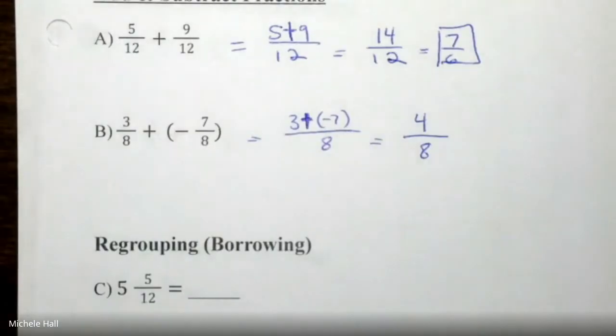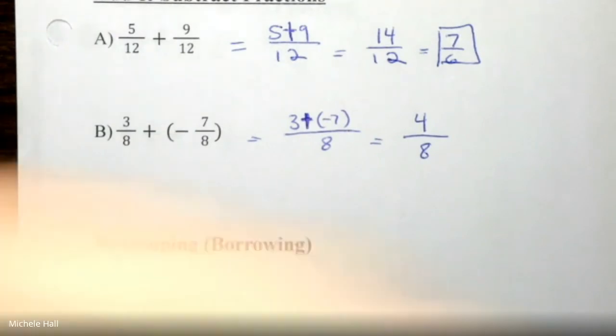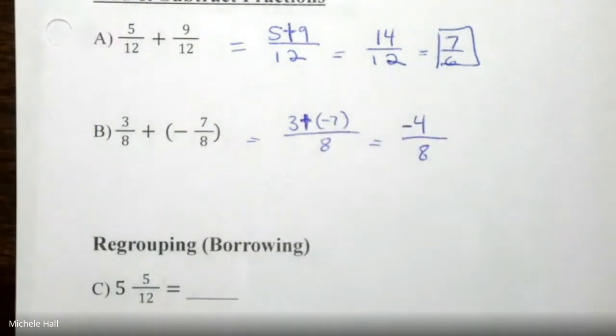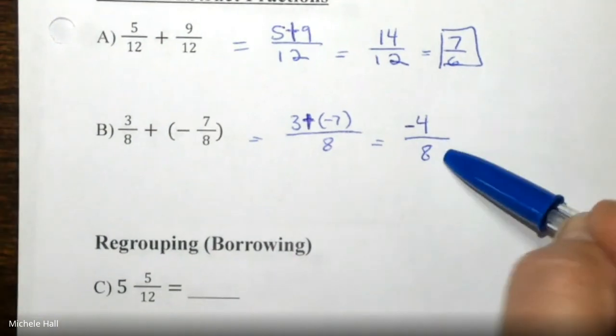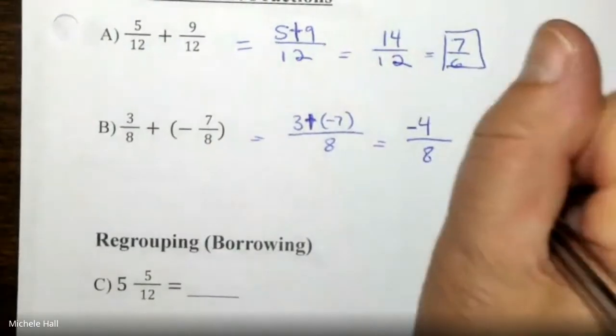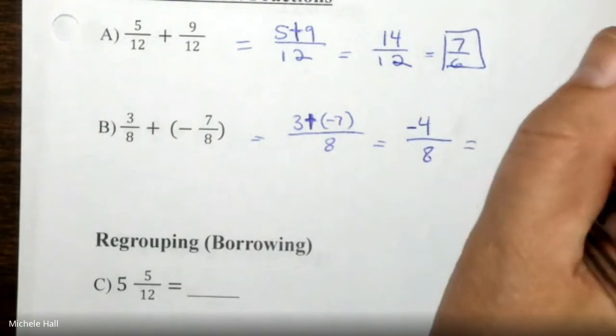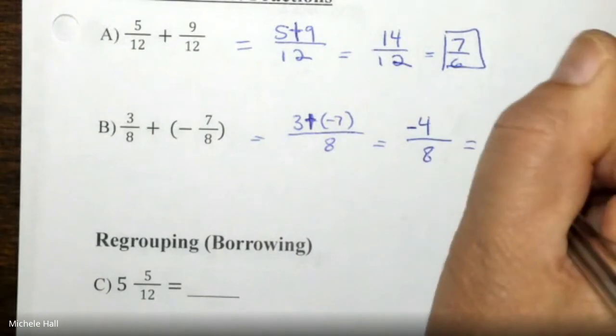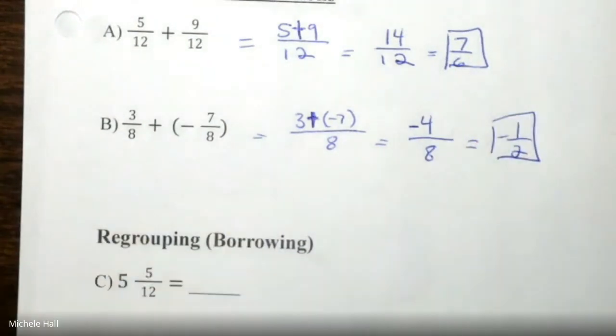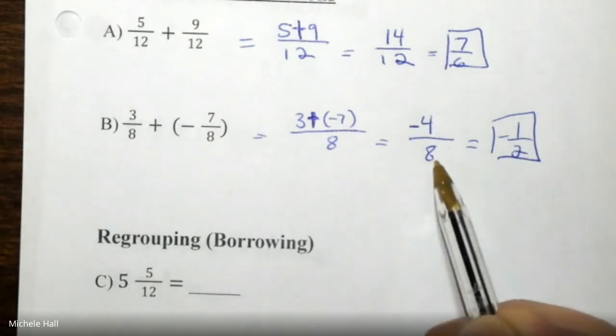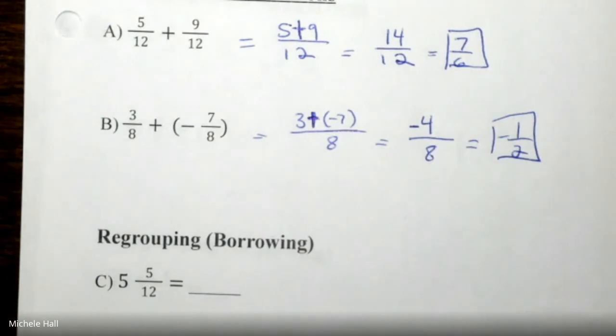Is it going to be a positive 4 or a negative 4? Negative. The 7 is bigger, so I take the sign from the 7, and then I need to simplify. What kind of fraction do we get when the numerator is exactly half the denominator? That's a half. I divide both by 4, and I get a negative half. If you recognize that the numerator is half the denominator, like 16 over 32 or 25 over 50, you can say, hey, that's a half.